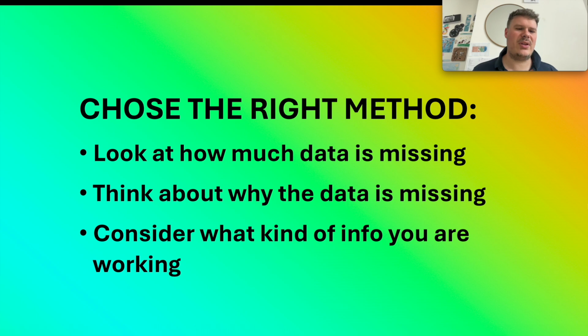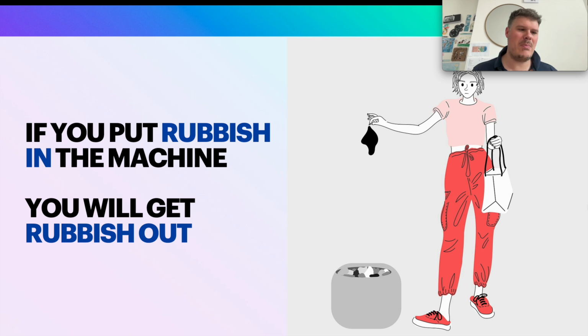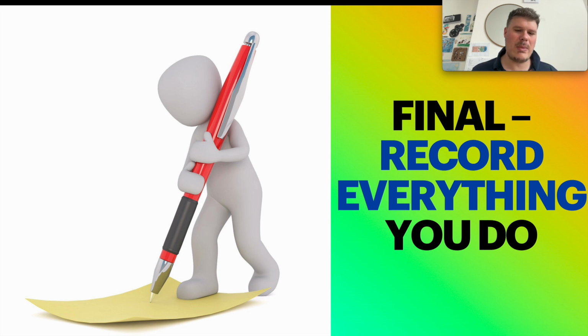It is important that you choose the right method. Look at how much data is missing, think about why the data is missing, and consider what kind of information you already have and what information you're working with. And then select, are you going to leave it blank? Are you going to use mean, median, average? Or are you going to use more advanced methods? Again, remember, if you're putting rubbish into the machine, you will get rubbish out. Finally, always remember to record what you're doing and why you're doing it.